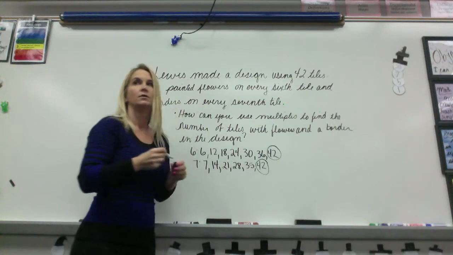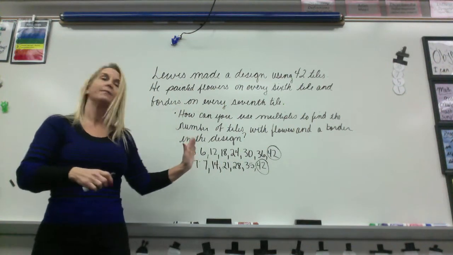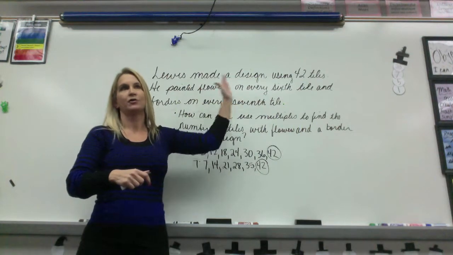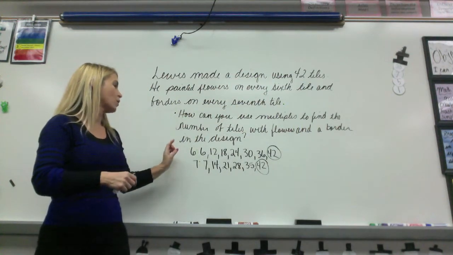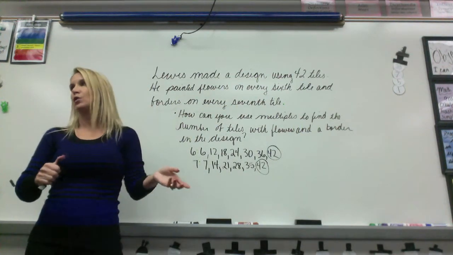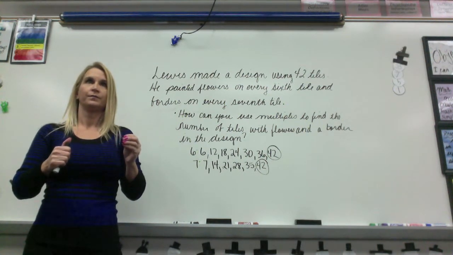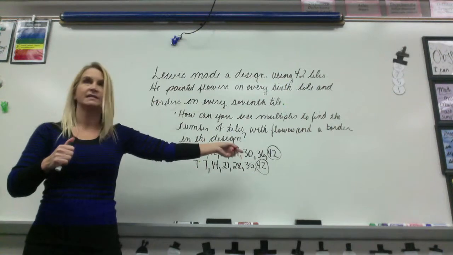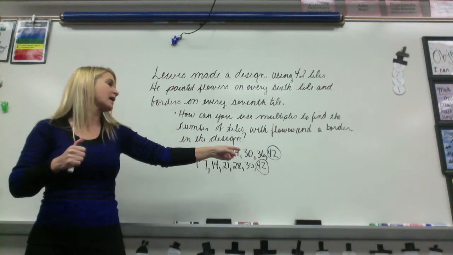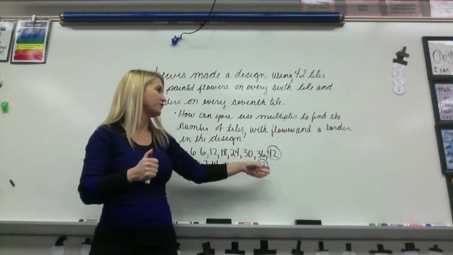42. This is the only time, with this pattern, that we're going to get a flower and a border on the same tile. Which tile is it? The 42nd tile is the only time we're going to get both a flower and a border.